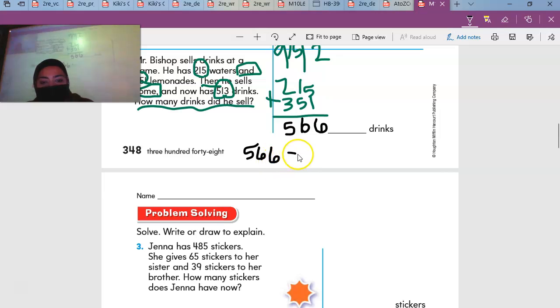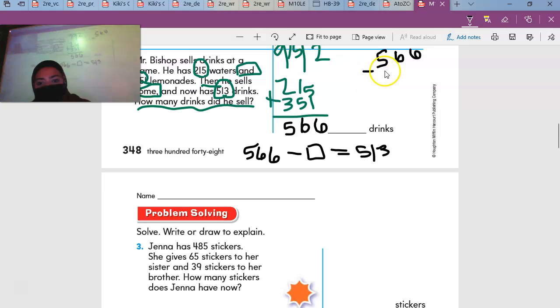He sells, that means he's taking away. Some is an empty box. And now he has 513 drinks. Now he has 513. The question is, how many drinks did he sell? What goes here? What do you think? How are we going to solve this problem, Miss Bernaya? You have to take away the total and then the total before. Very good. You have to take away 566, take away 513, and that will get you how many drinks he sold.